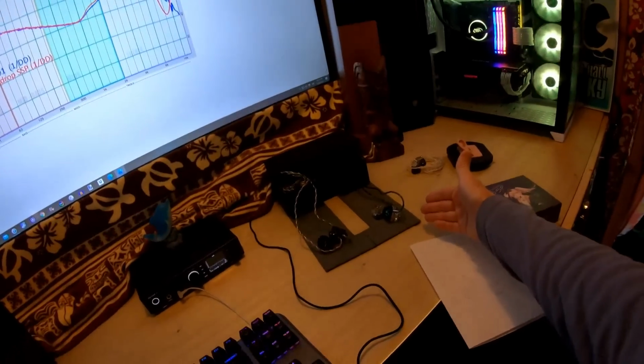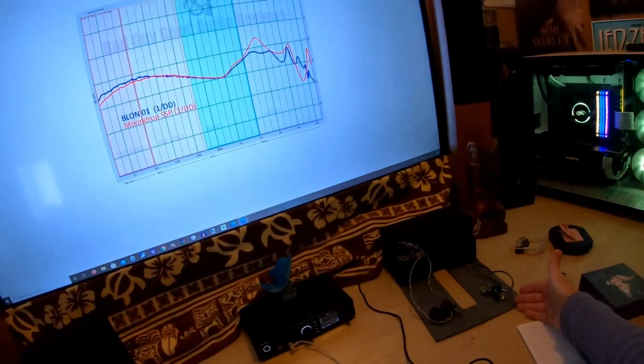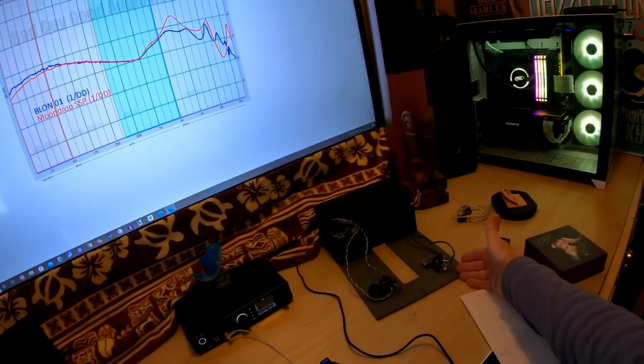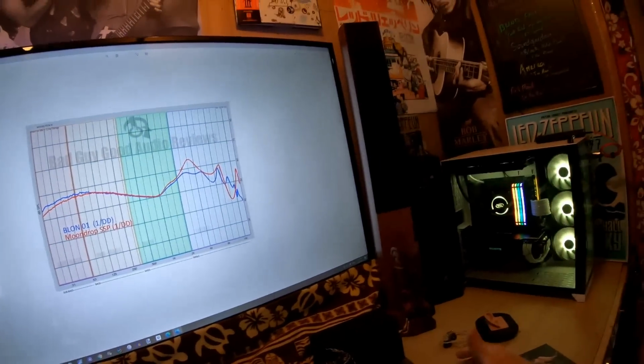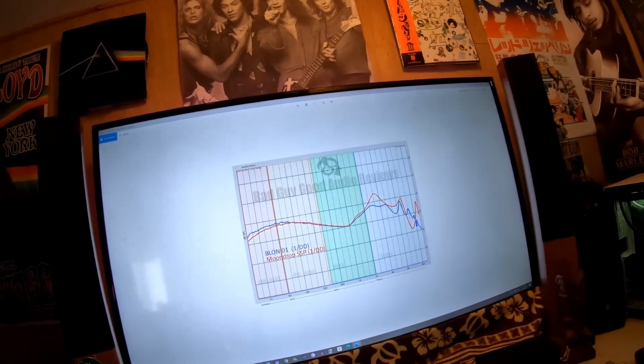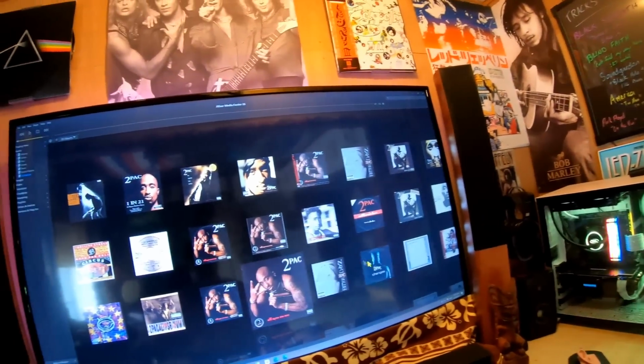This EJ07 right here that is customized, I've loved it. I've never not loved it. And it was said to be rolled off in the treble and missing critical info. And I'm a person that does reviews based on music. Always have. There's more people coming my way, by the way.